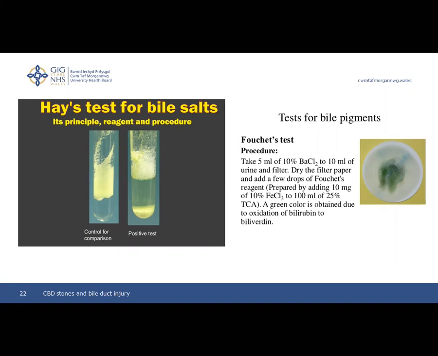And then dip a filter paper in a solution with 10% barium chloride with urine, and add a few drops of Pettenkofer's reagent, which has got 10% ferric chloride.